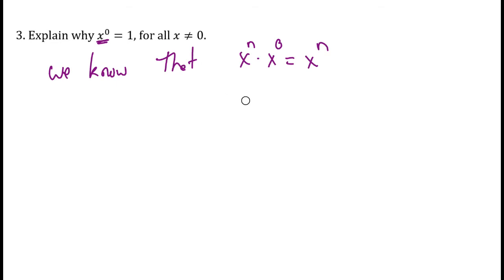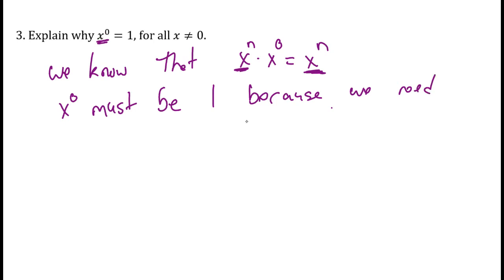I need something that gives me x to the n. The only number that I can multiply by anything and get that same thing back is 1. So x to the 0 must be 1, because we need x to the n times x to the 0 to give us x to the n. And x to the n times 1 gives us x to the n. So that x to the 0 has to be 1. Your argument should include something along these lines: we need that addition rule to work, so x to the 0 has to be 1.